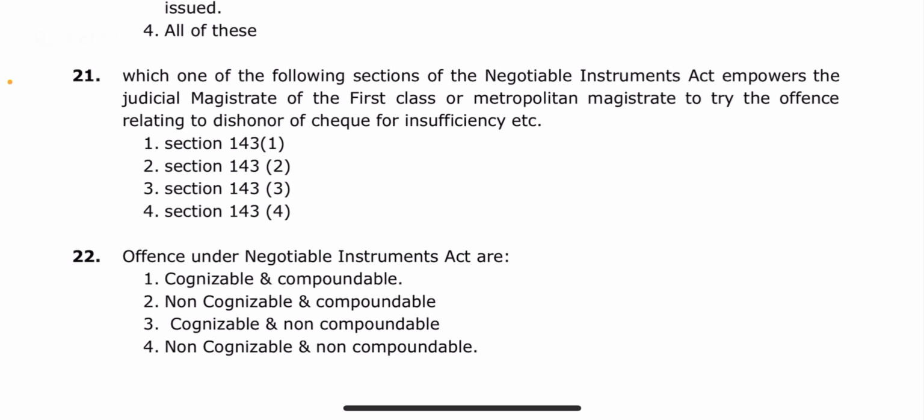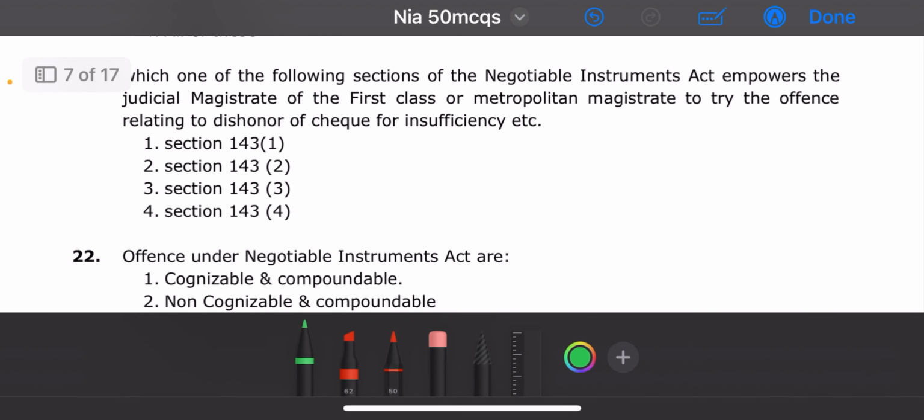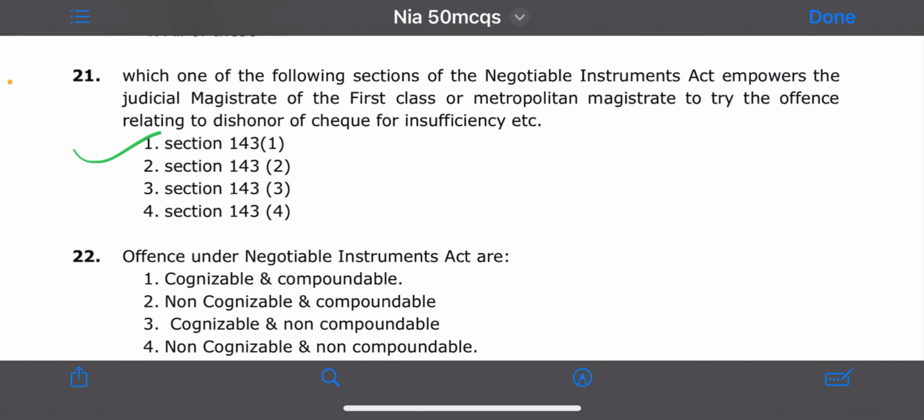Next question, which one of the following sections of the Negotiable Instruments Act empowers the judicial magistrate of the first class or metropolitan magistrate to try the offence relating to dishonor of check for insufficiency, etc.? The options are first, section 143 subsection 1, second, section 143 subsection 2, third, section 143 subsection 3, fourth, section 143 subsection 4. The correct answer is option 1, section 143 subsection 1.